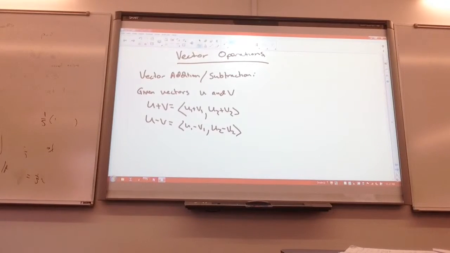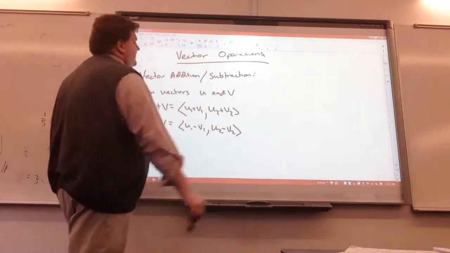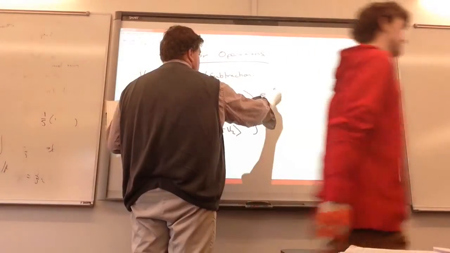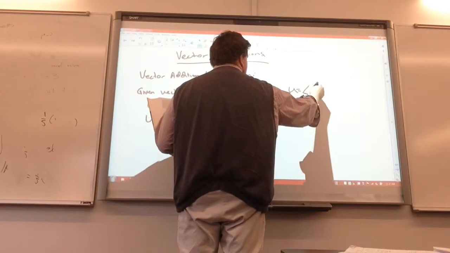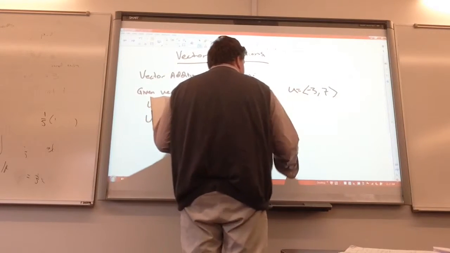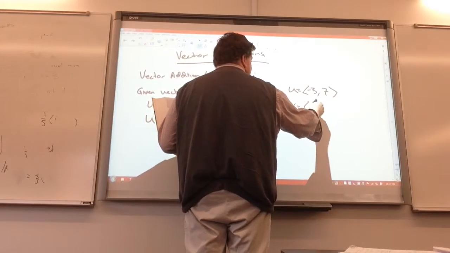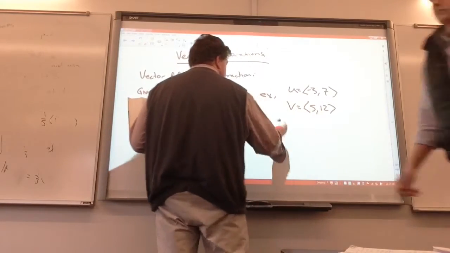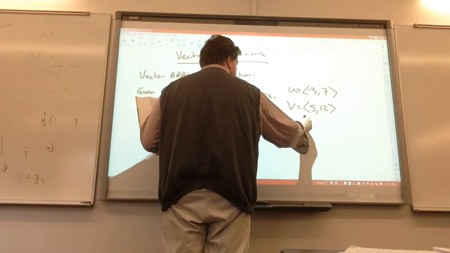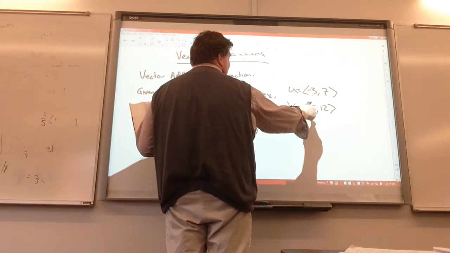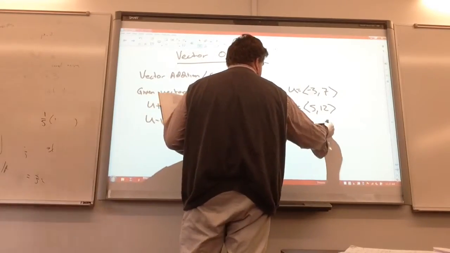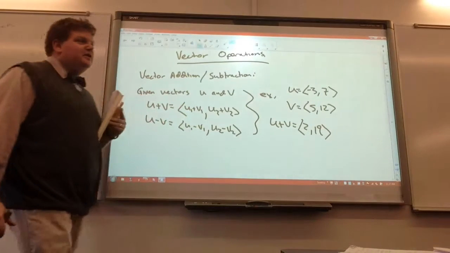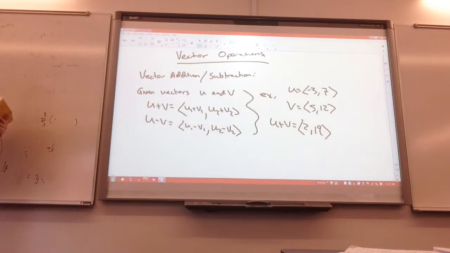Okay. Alright. So, take a look at an example of this. Let's say vector u was minus 3, 7, and vector v is 5, 12. u plus v is going to be minus 3 plus 5, which should be 2, and 7 plus 12, which would be 19. You literally just add like component to like component. Not difficult, right? That's fairly straightforward.